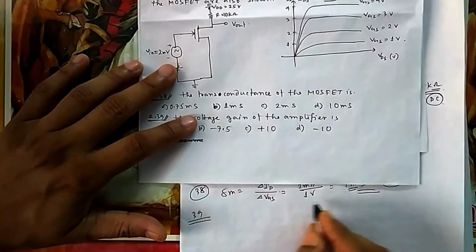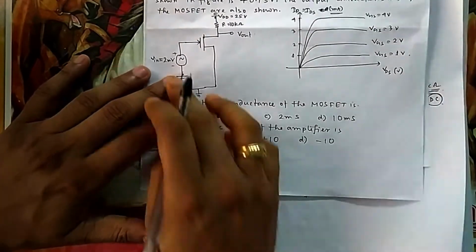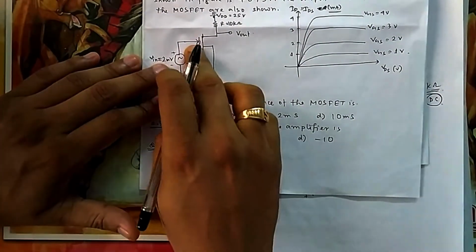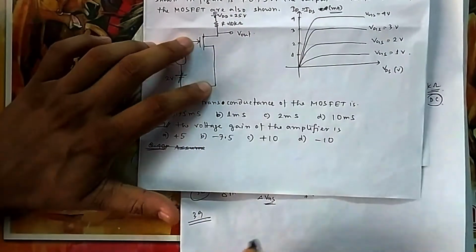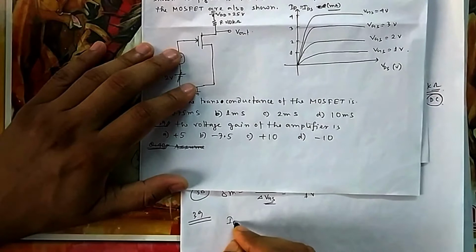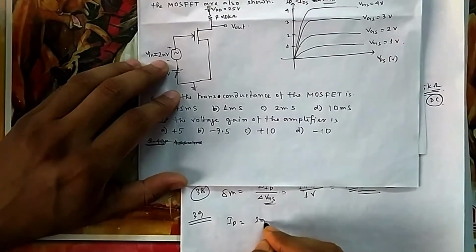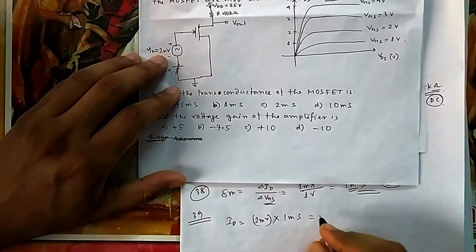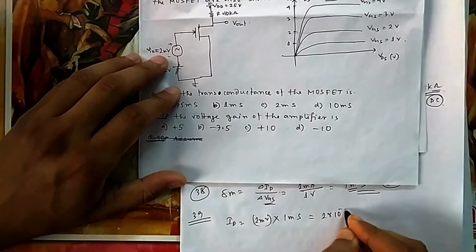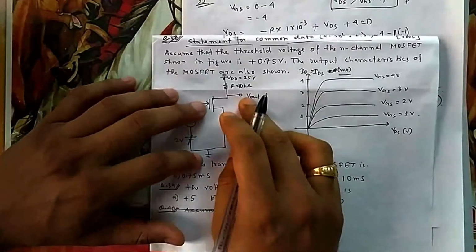Because of your transconductance, now what is the VGS you are giving? 2 millivolt, because this is the change, this is the VGS that you are giving across the gate and source. So what will be your ID now? It will be 2 millivolt multiplied by this 1 millisiemens, sorry. So it will be 2 into 10 to the power minus 6. This is your ID.